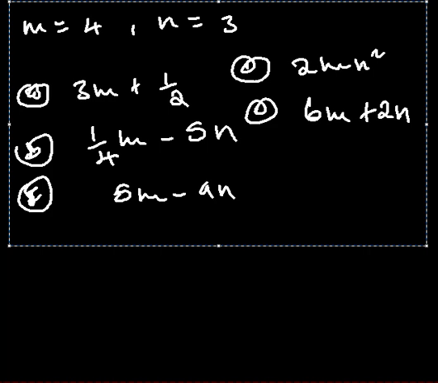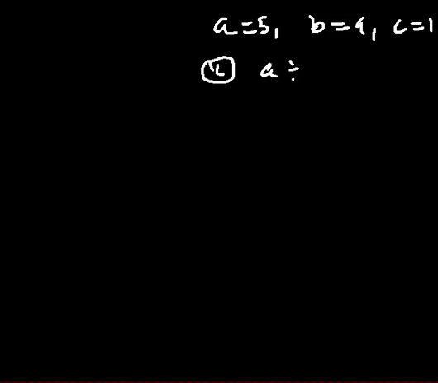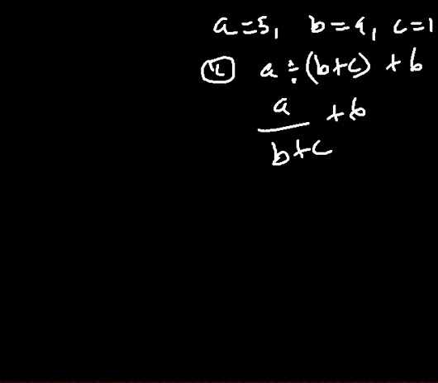How about, let's say, if a is given as 5, b is given as 9 and c is given as 1. So how should you evaluate the following? Let's say we have a divided by b plus c, and c plus 6. How do you think you can do this? So first thing, this is the same as a divided by b plus c plus 6. So take it from there.